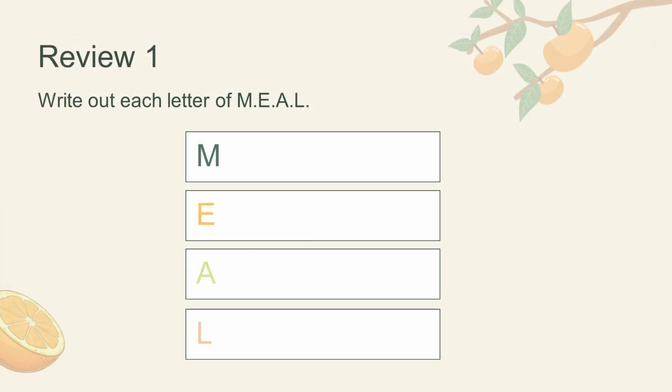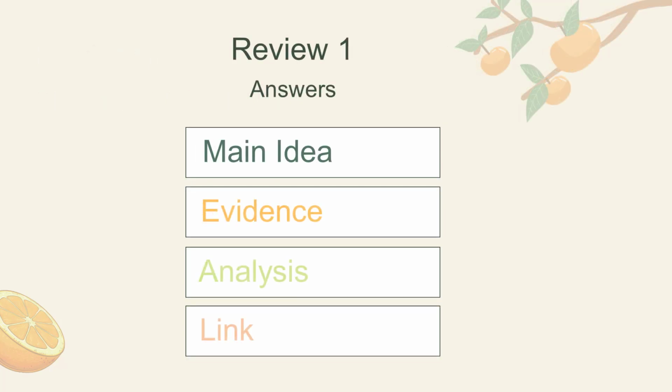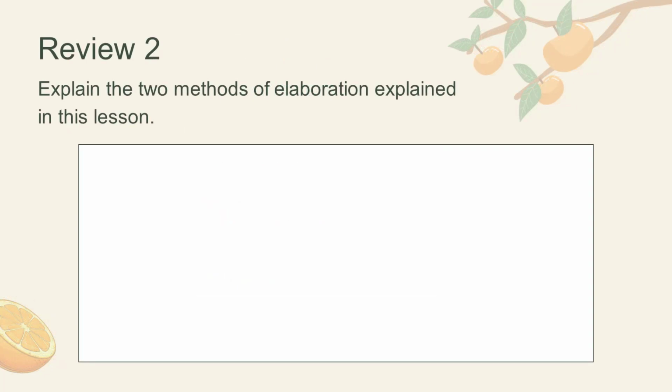Okay, so it's time for a review. Go ahead and write down what each letter of M.E.A.L stands for, and you can pause the video here. So remember that M stands for main idea, E for evidence, A for analysis, and L for link. In the second review, go ahead and write down the 2 methods used for elaboration.